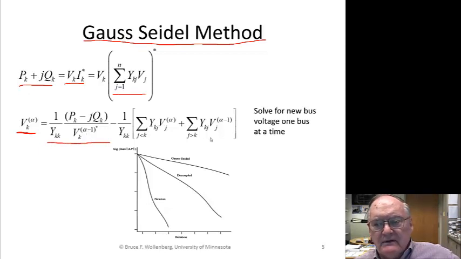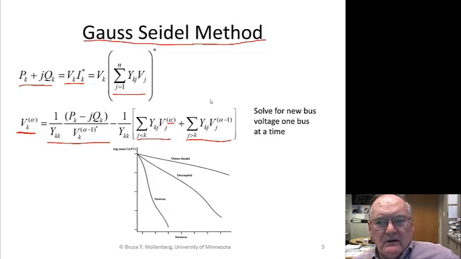Now, alpha is the iteration count. Alpha is the iteration count. And you take the P minus JQ divided by the old value of VA. And here we say we're going to go through and multiply VJ times YKJ for all the new values, for J less than K, and for J greater than K, they're the old values, Vj times Y.